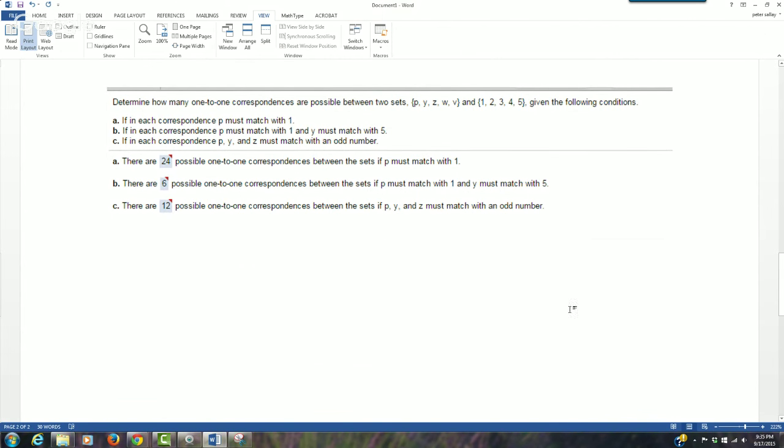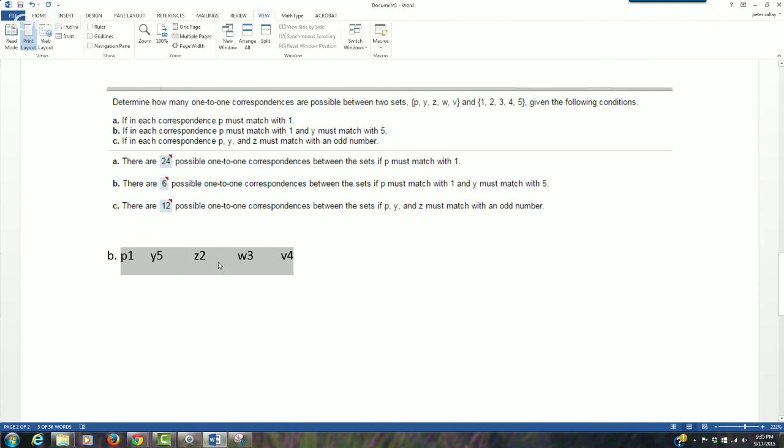Okay, so with B, they told us that P goes with 1 and Y goes with 5. So that just leaves Z, W, and V to randomly associate. So I'll go Z2, W3, and V4. So now these first 2 are locked in, so I just get to play with these 3 combinations.